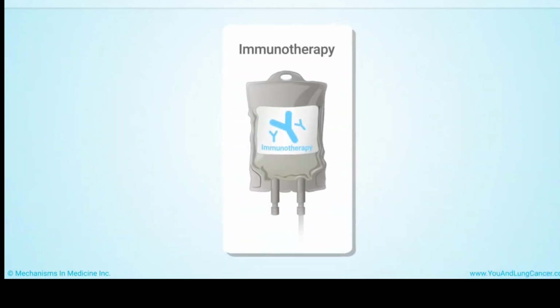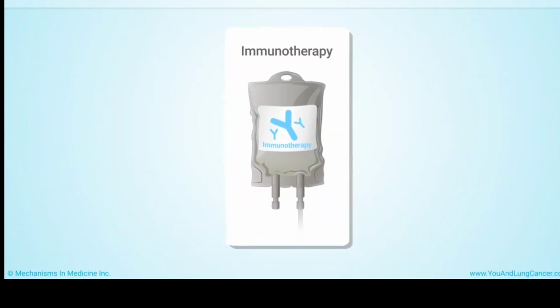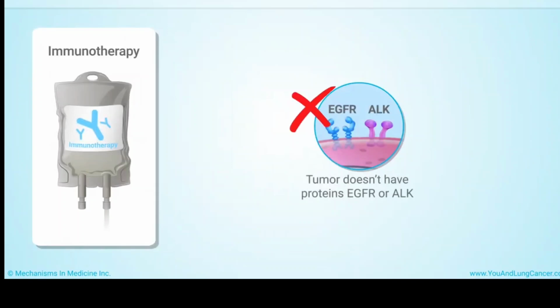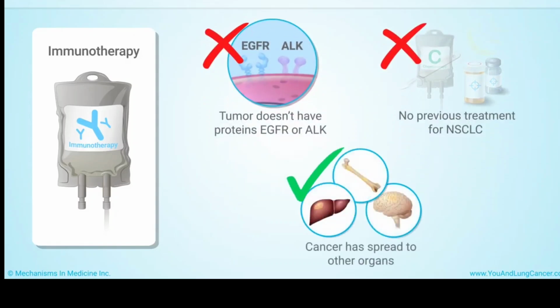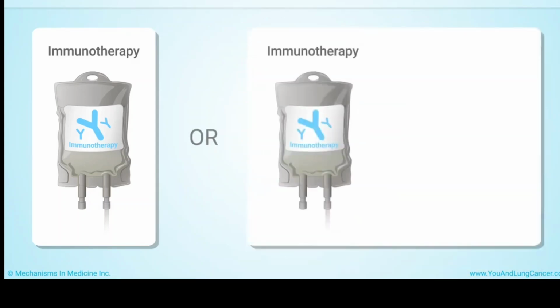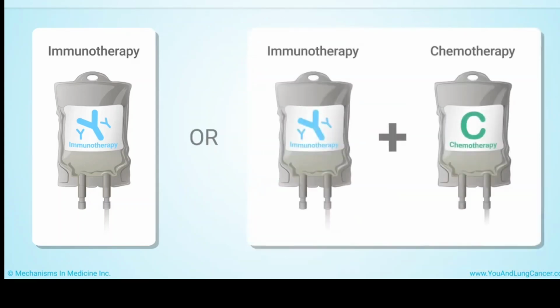Your doctor may recommend treatment with an immunotherapy drug when your tumor doesn't have the proteins EGFR or ALK, you have not been treated for non-small cell lung cancer before, or when your cancer has spread to other organs. Your doctor may recommend treatment with immunotherapy alone or with immunotherapy plus chemotherapy.